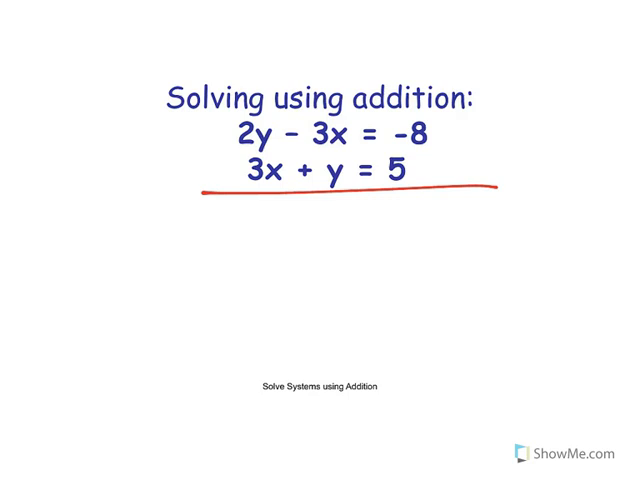Now, remember, all we care about is that we're adding all the stuff that's on the same side. It doesn't necessarily have to be lined up. Some students will say, hey, can I rewrite the second equation as y plus 3x? I'm going to say, sure. You're kind of wasting a little bit of your time, but if you need to see that, that's okay. But again, we're just adding all this stuff.